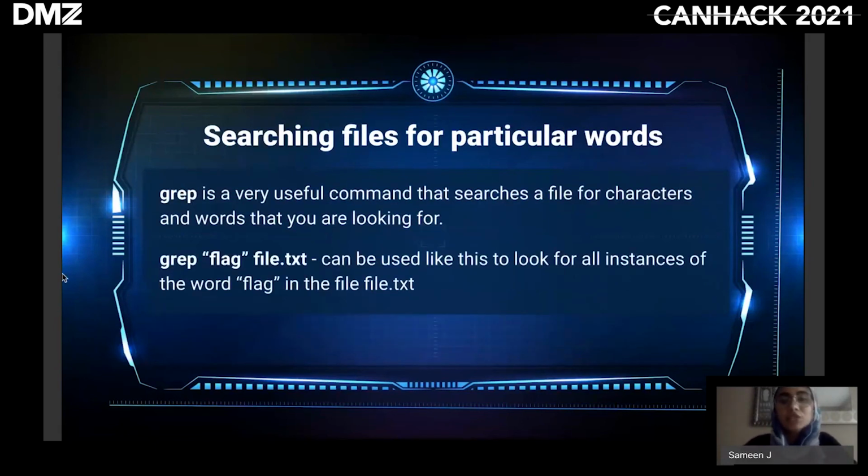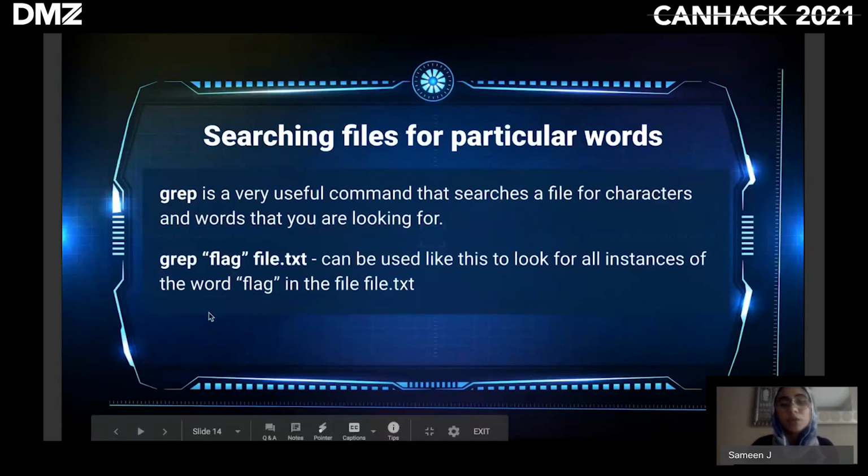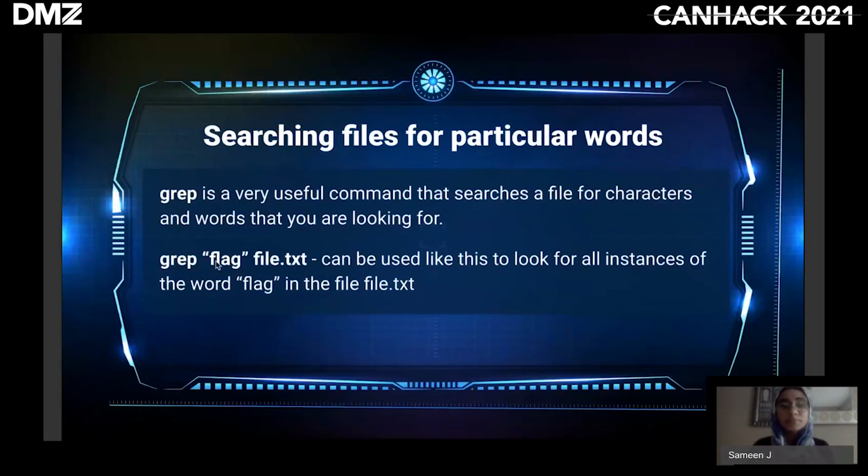So now, searching files for particular words. In our GUI, we usually have a search functionality at the top, and we can search those strings and it will give us a graphical representation. But what if you want to do the same thing in a shell or terminal? There's a very powerful command called grep. Grep searches files for characters and words that you are looking for. For example, if you wanted to look for the word flag, the command would be grep "flag" file.txt, with quotes if you're looking for the exact term. It can be used like this to look for all instances of the word flag in file.txt.